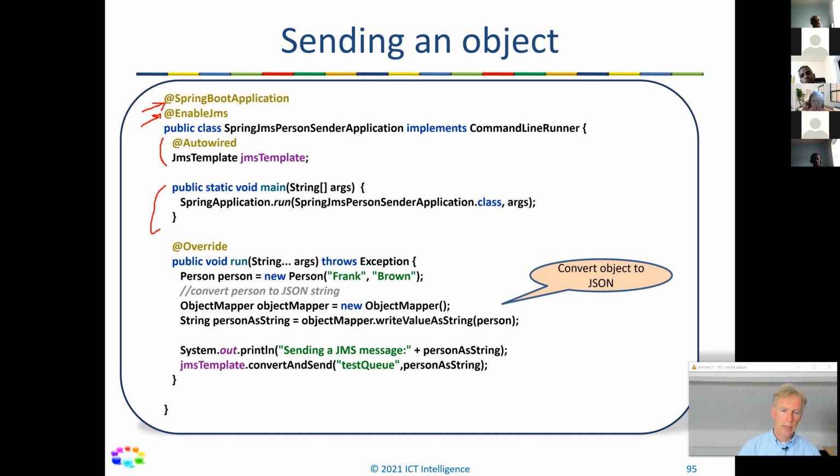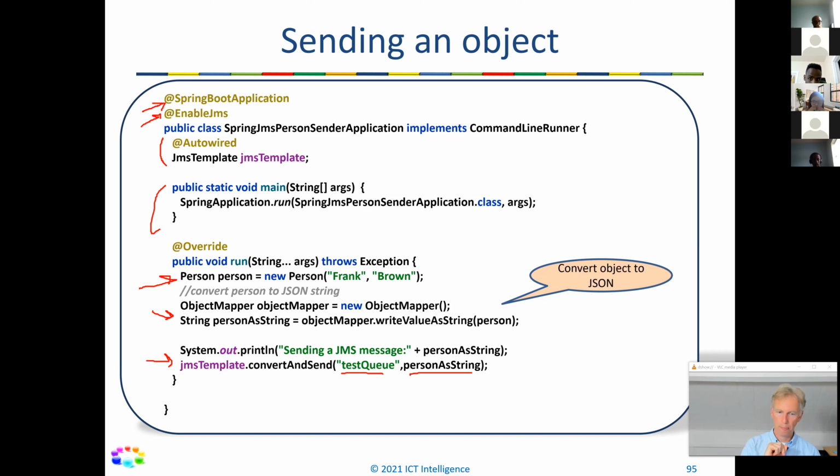In a run method, what I do, I create a person, Frank Brown. I translate it to a JSON string. And then I say JmsTemplate, convertAndSend this JSON string to the queue with this name, testQueue, in ActiveMQ. So it will send the serialized JSON string Frank Brown to the queue in ActiveMQ with the name testQueue.